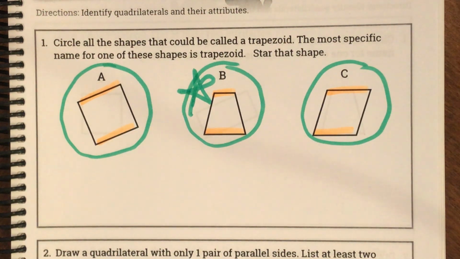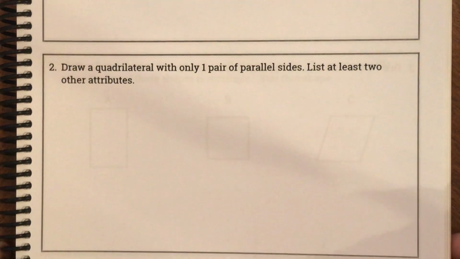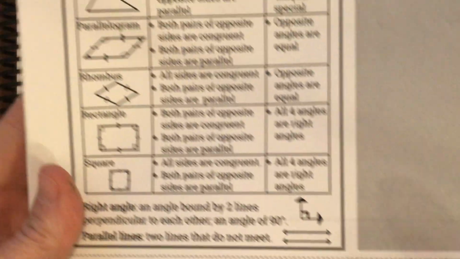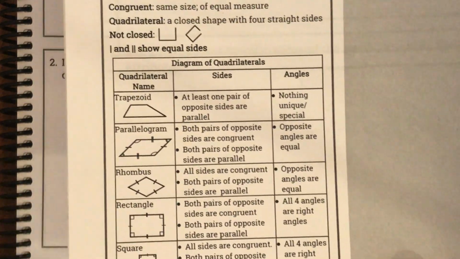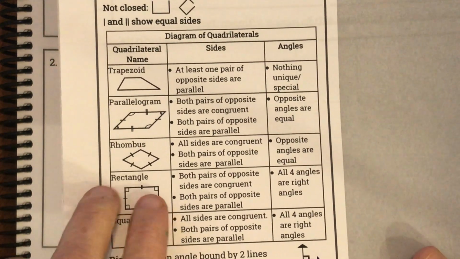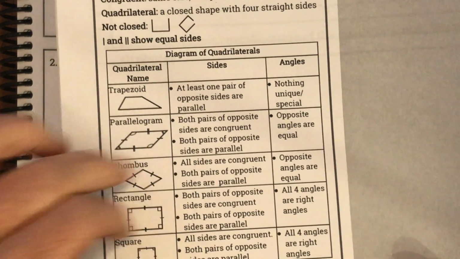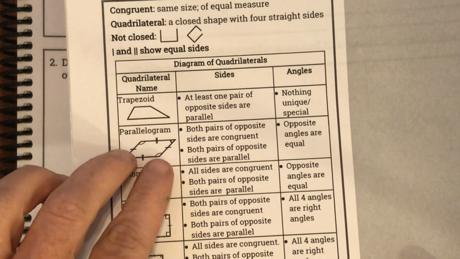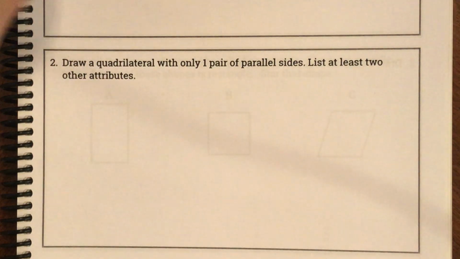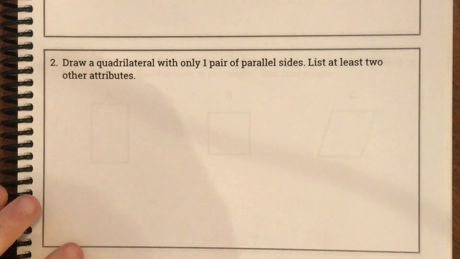Okay, let's look at our last one together. It says, draw a quadrilateral with only 1 pair of parallel sides. List at least 2 other attributes. Okay, ready? So let's look here. Which one has only 1 pair of parallel sides? My square has 2. My rectangle has 2. My rhombus has 2. My parallelogram has 2. My trapezoid only has 1. So that's the only quadrilateral that has 1.